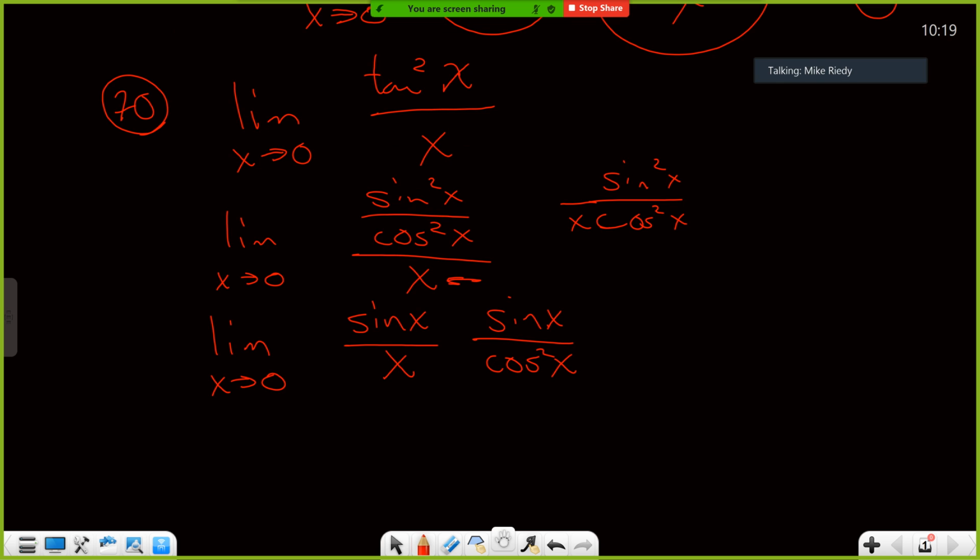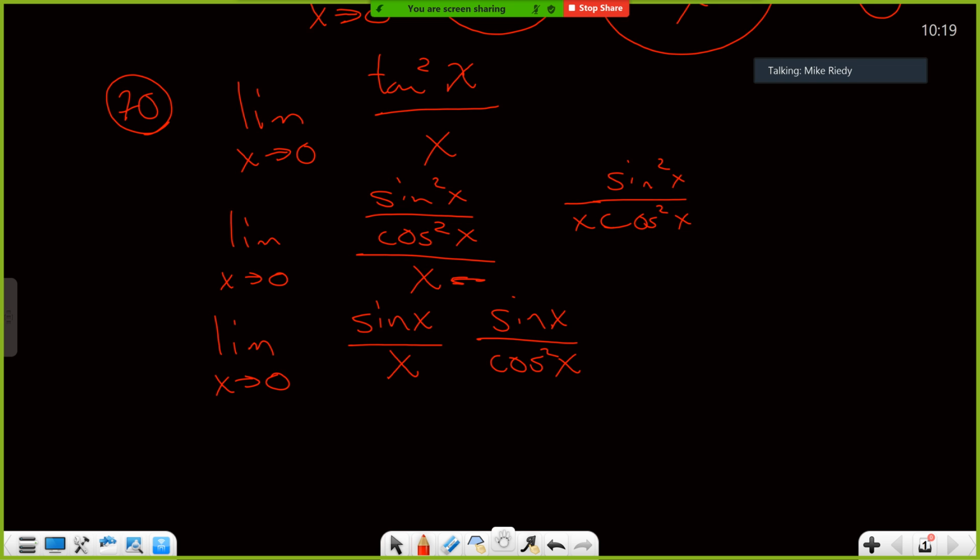Now, does that get us where we need to go? Well, I can take the limits then. I know that this has a limit of 1, according to the theorem. The sine of 0 is 0. The cosine of 0 is 1. Squared is 1, so this gives me 0. And 1 times 0 is 0. That's a lot of work to get to 0.